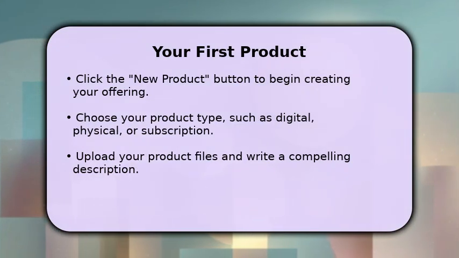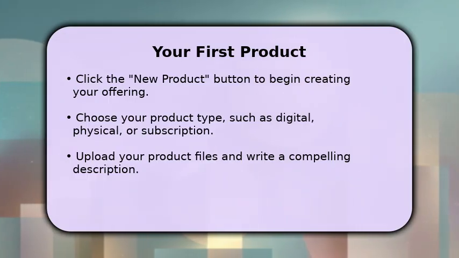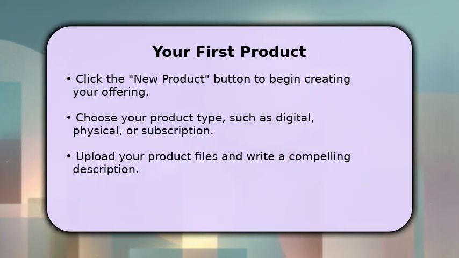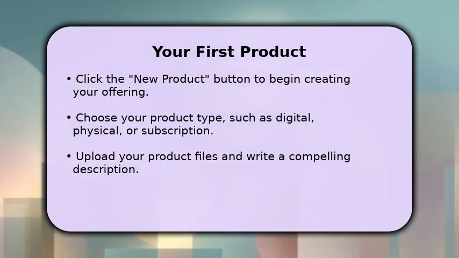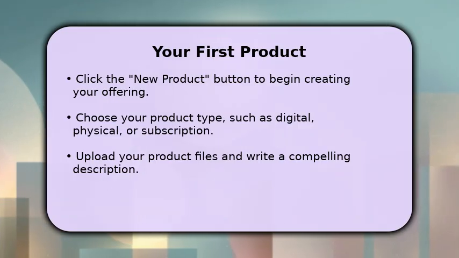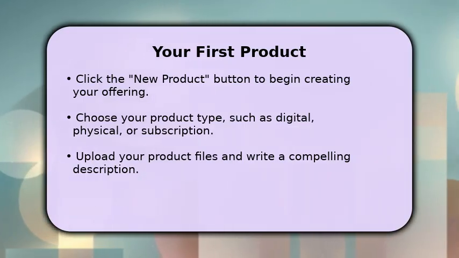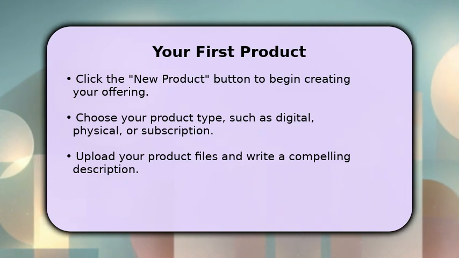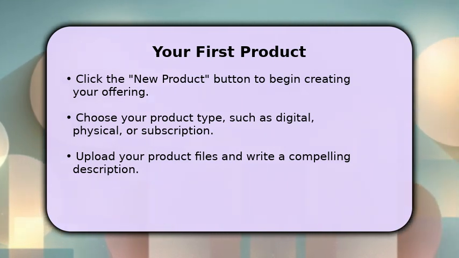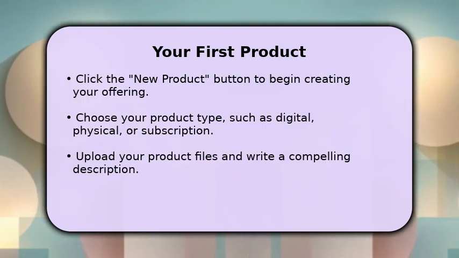Finally, you're ready to create your very first product. Look for the New Product button on your dashboard. You'll select the type of product you're selling, whether it's a digital download, a physical item, or a subscription. Upload your files, craft an engaging description, and set a fair price. Once everything looks perfect, hit publish and your product will be live, ready for customers to discover and purchase.